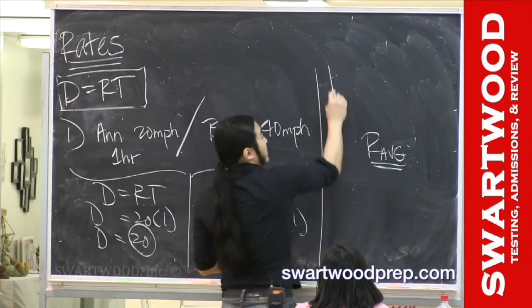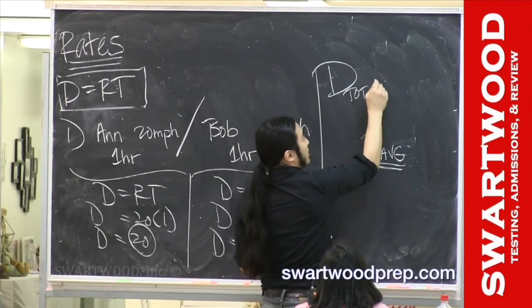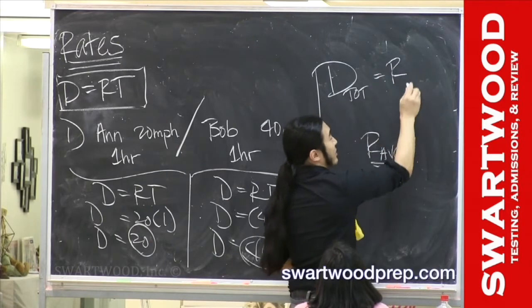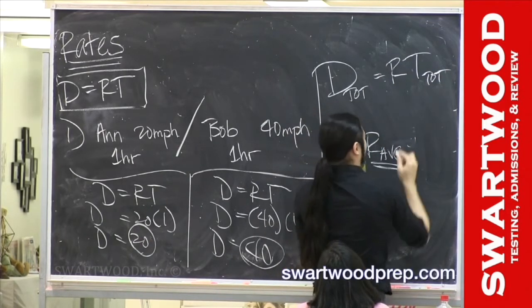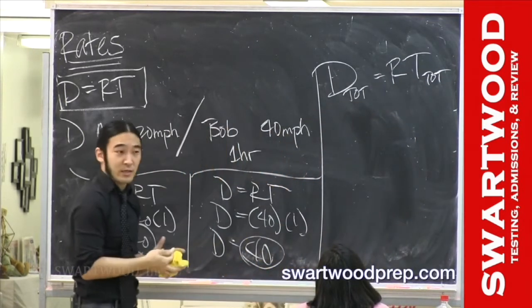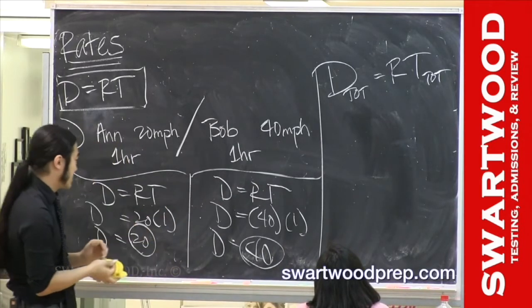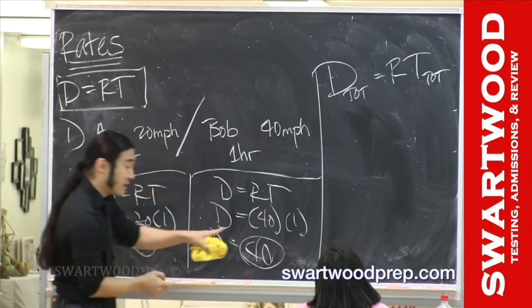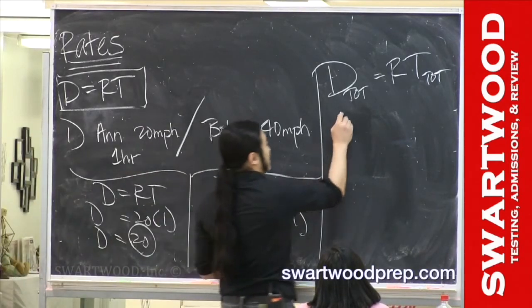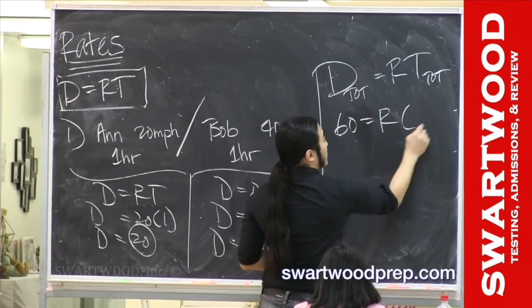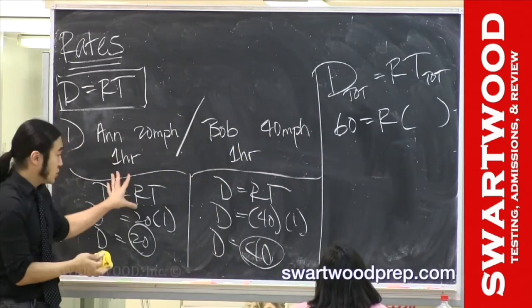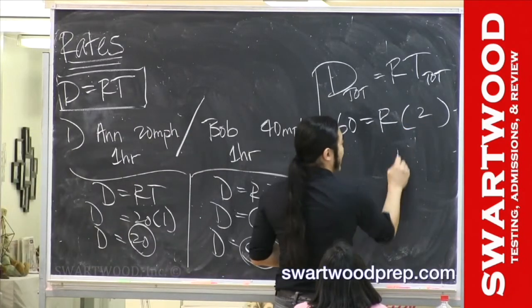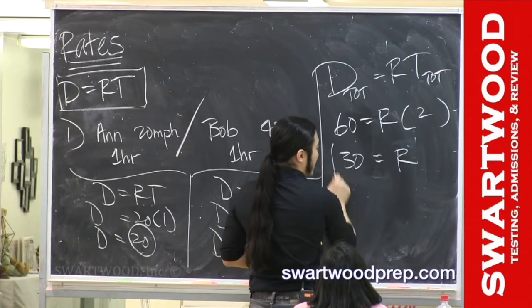You want distance for the entire journey, total, is equal to the rate for the entire thing times the time, total. Does everybody agree? What's your total distance? 60. The 20 and the 40, it's got to be 60. Your rate, we don't know. What's the total time it took you? 2 hours. So the rate is 30.